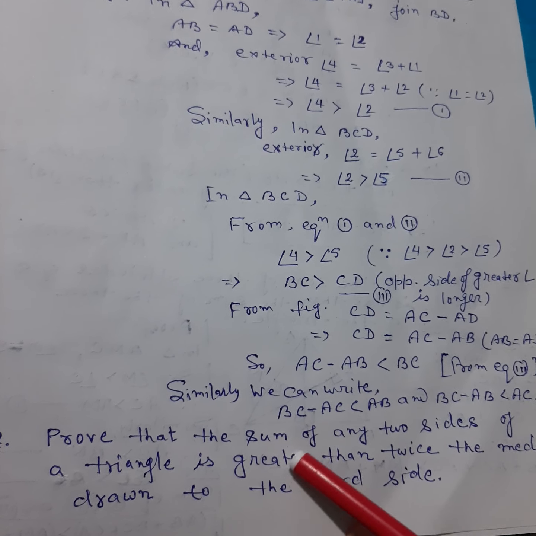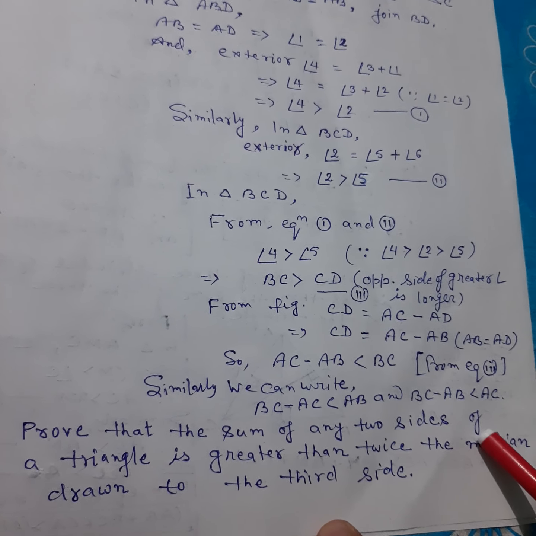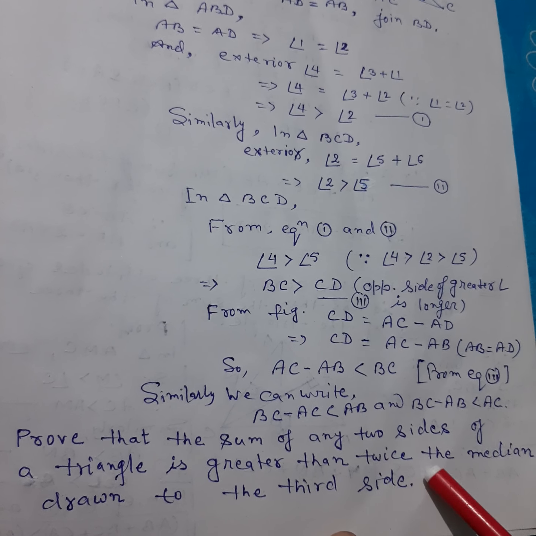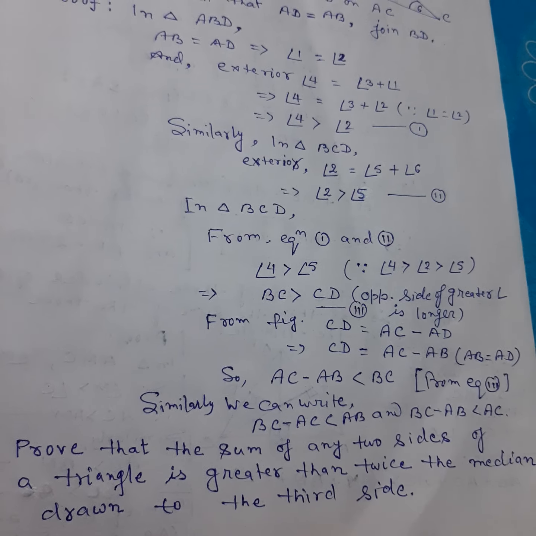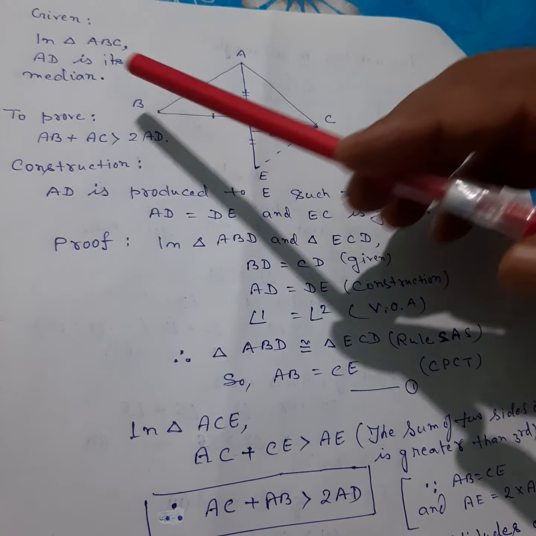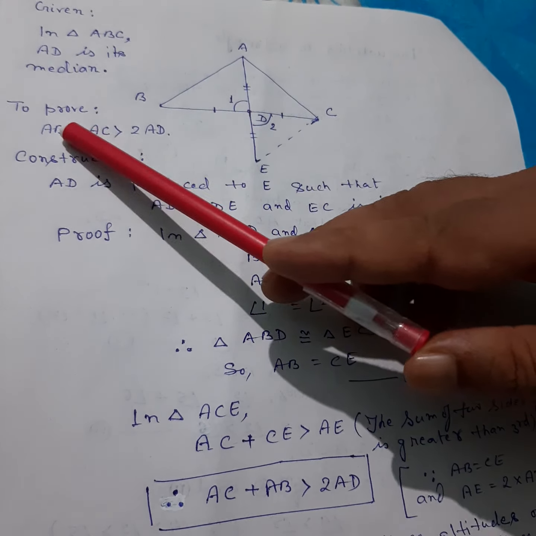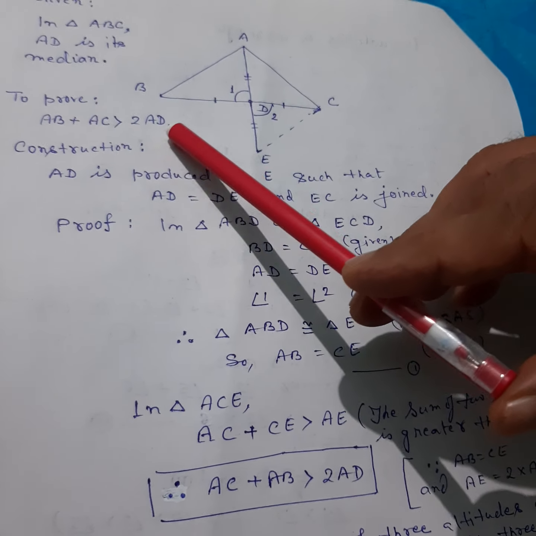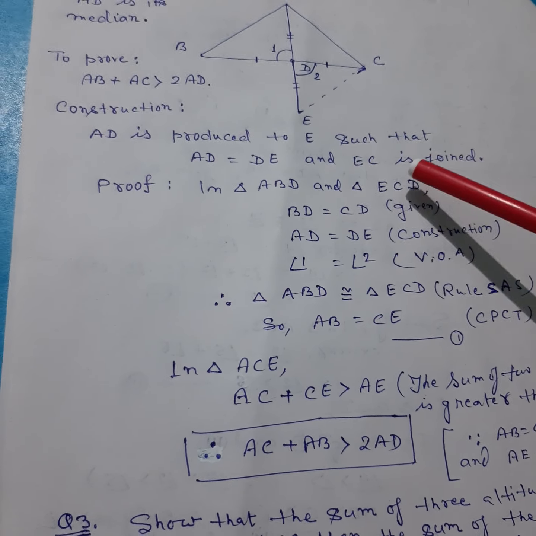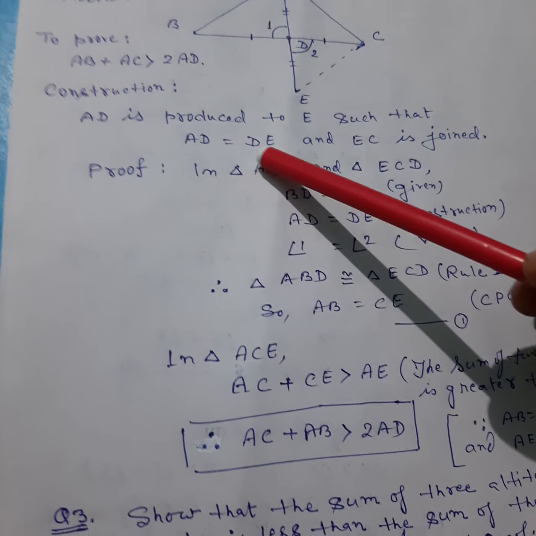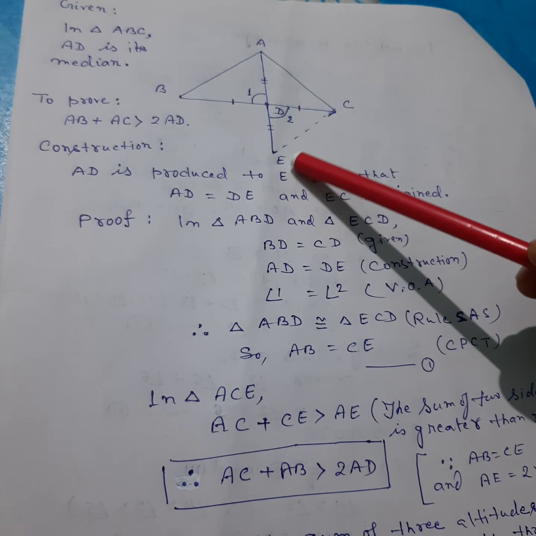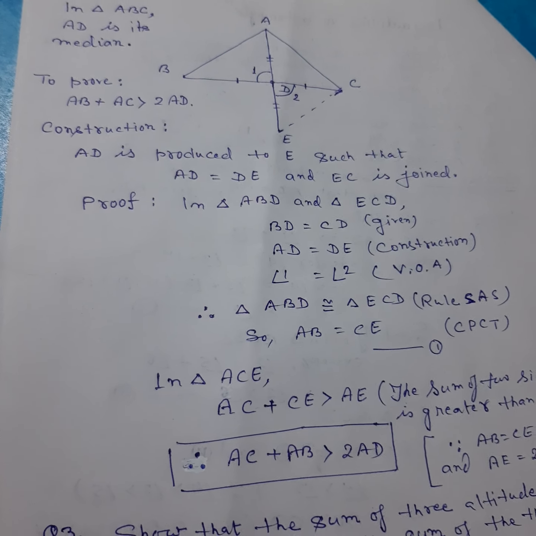Prove that the sum of any two sides of a triangle is greater than twice the median drawn to the third side. In the figure, ABC is a triangle, AD is its median. We have to prove that AB plus AC is greater than 2AD. Construction: AD is produced to E such that AD equals DE, and EC is joined.